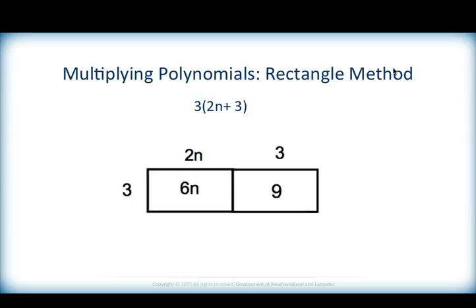So in order to find the answer here, we're going to multiply 3 times 2n, which will give us 6n. Then we're going to go 3 times 3, and that will equal 9. So very similar to the algebra tiles, we don't use the tiles, but we're going to show the multiplication in a rectangle method. And the answer itself is actually shown in the rectangle. Our answer would be positive 6n plus 9.